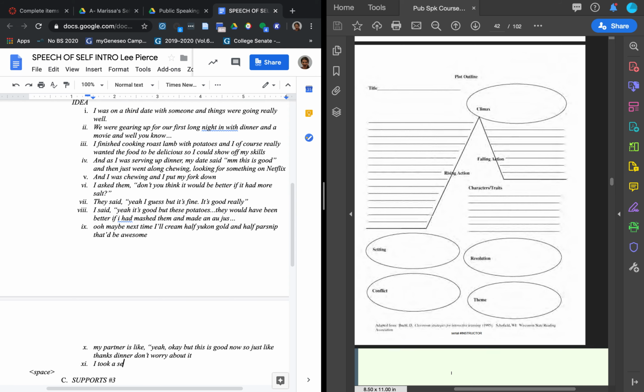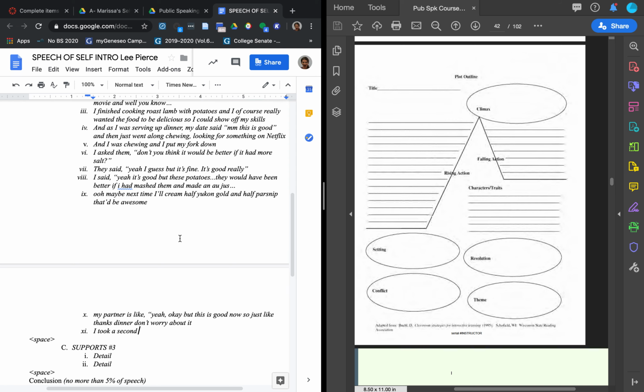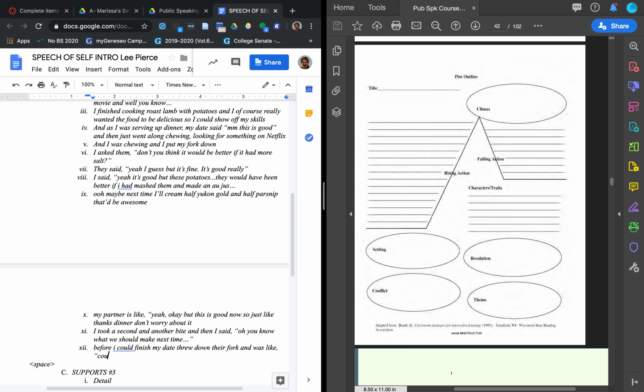I took a second and another bite. And then I said, oh, you know what we should make next time, and before I could finish, my date threw down their fork and was like, could we just finish what we're already eating, please? Right? So there's the story.